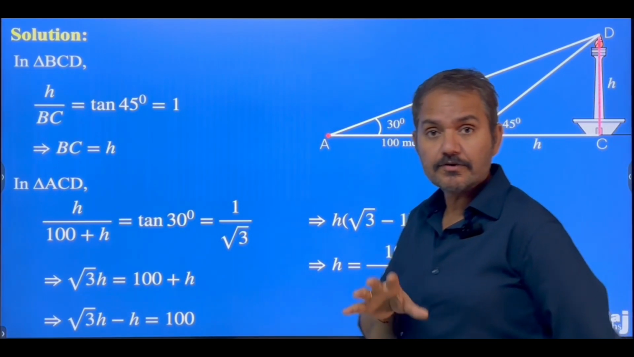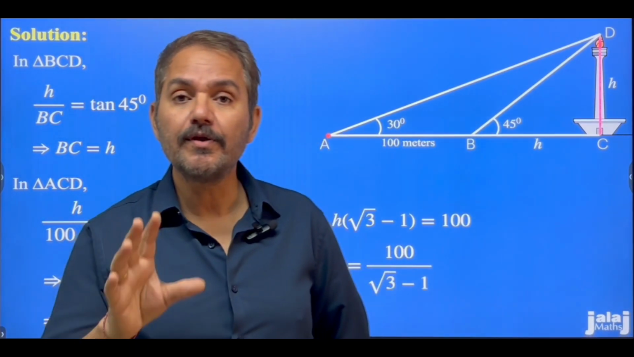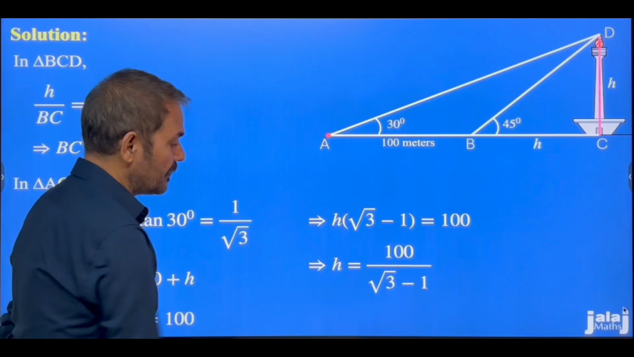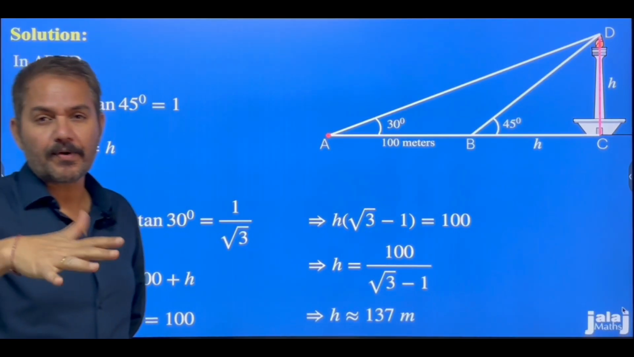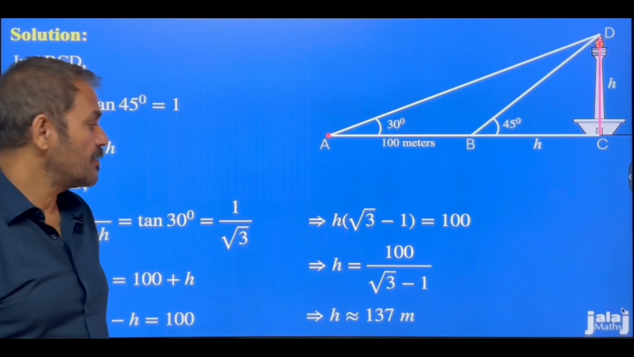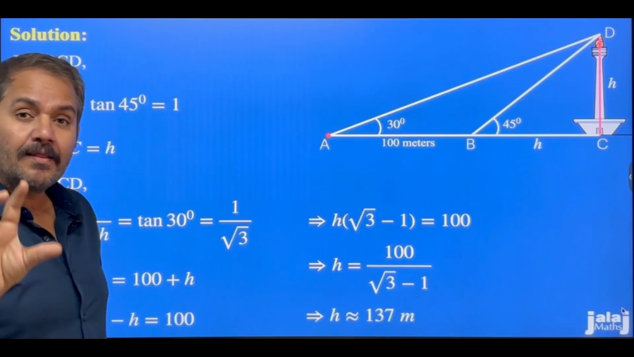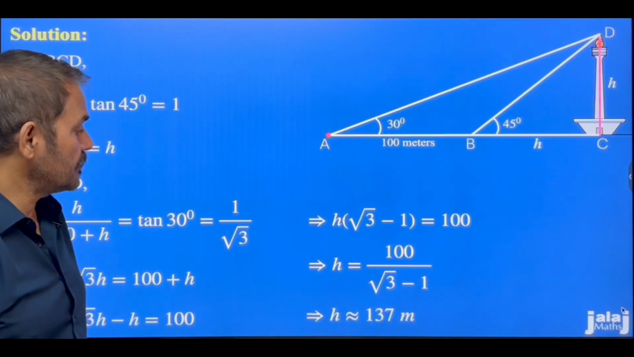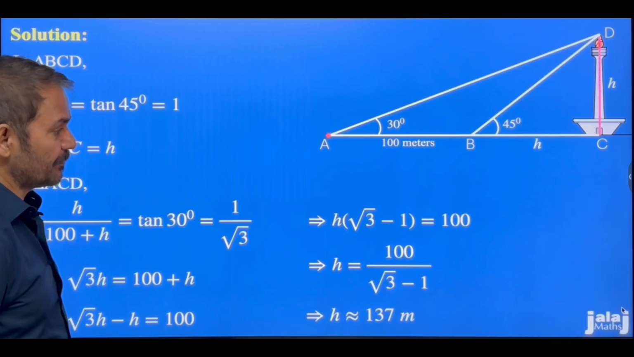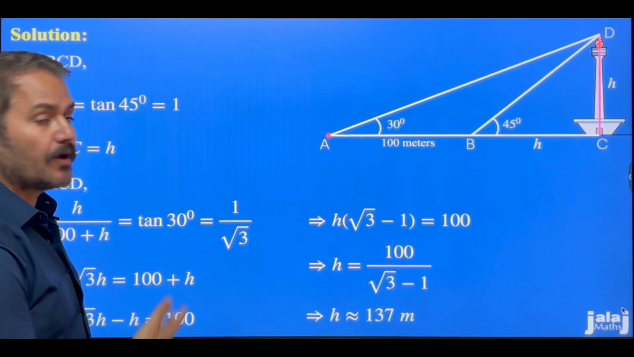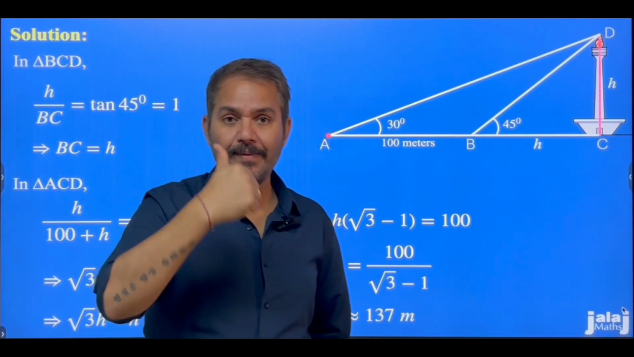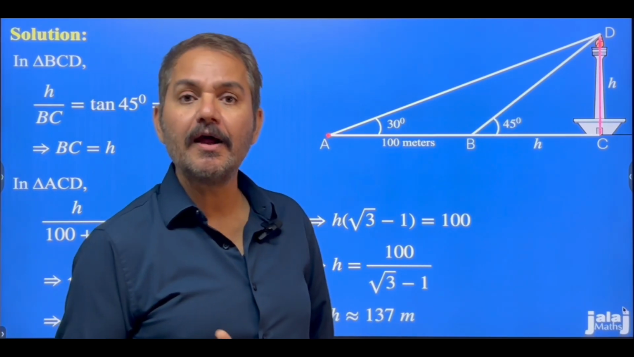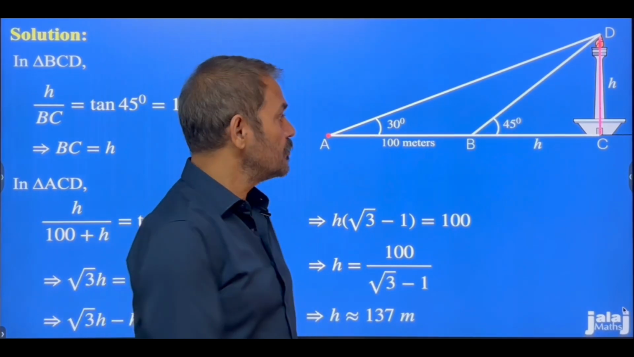Remember, the question was find the height of Monas correct to the nearest whole number. So when you find this using your calculator, the nearest whole number is approximately 137 meters. The actual height of Monas is 132. Out here for this question, it is coming 137 meters. So this is how we can use basic trigonometric ratios, angle of elevation and angle of depression to solve some real life problems.